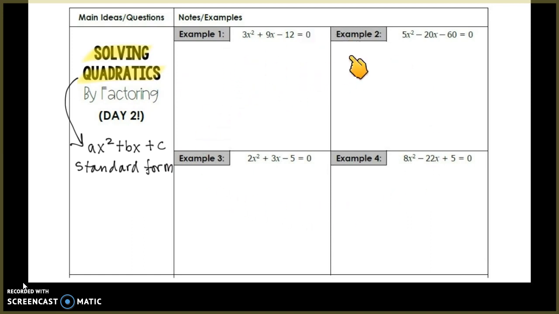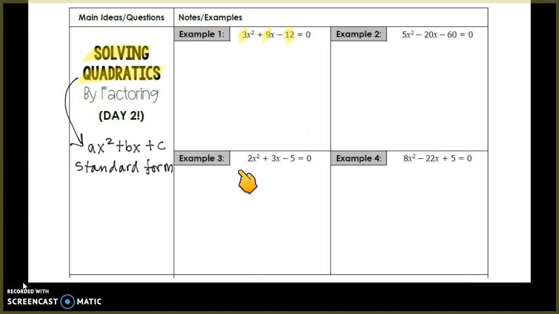Example 1 and 2 are a little different than what we talked about last week. Example 3 and 4 are exactly what we talked about last week. So before we can use the slip and slide method on example 1 and 2, first, we have to notice that example 1 says 3x squared plus 9x minus 12. 3, 9, and 12 each have a number in common. And this poses an issue for us when we use the slip and slide method to factor it.